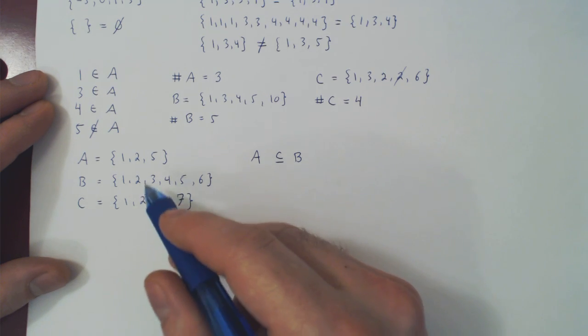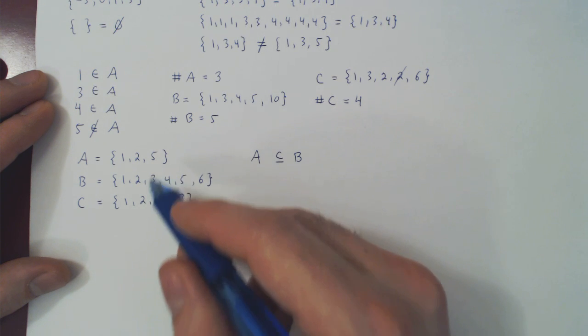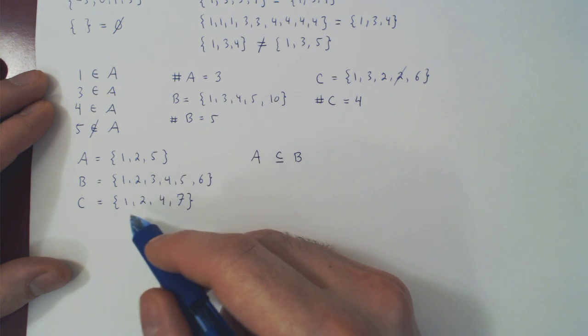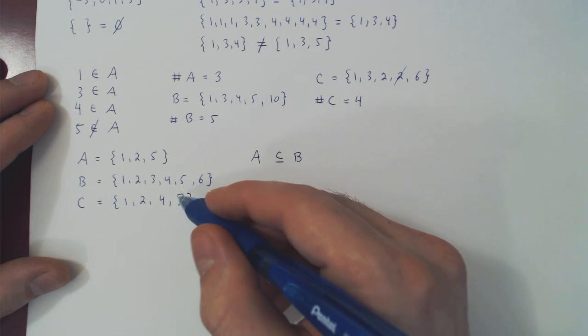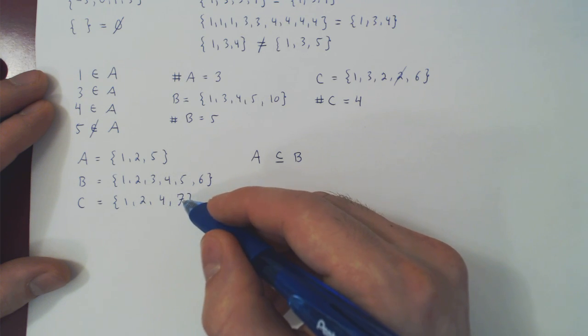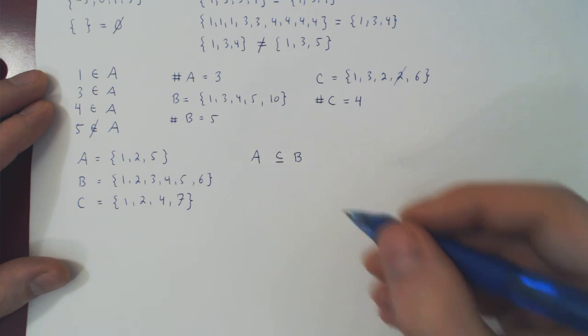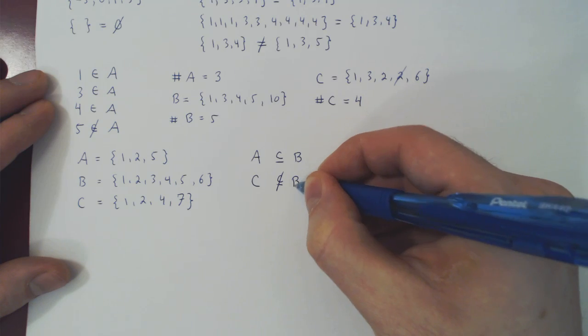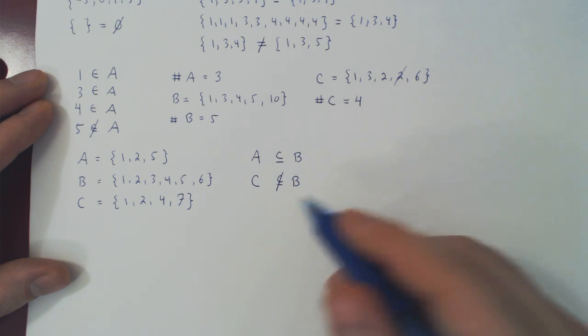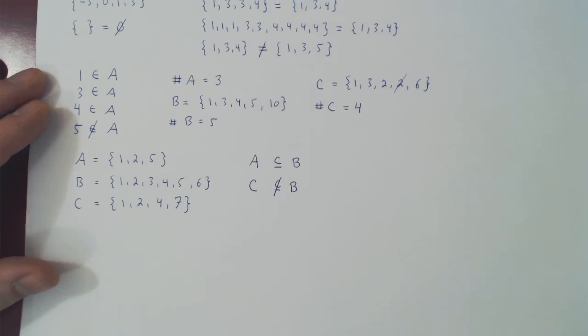What about C and B? Is C a subset of B? Well, 1 is in B, 2 is in B, 4 is in B, but 7 is not. And so as 7 is an element of C, but not an element of B, C is not a subset of B. And that's it. That's the notion of a subset.